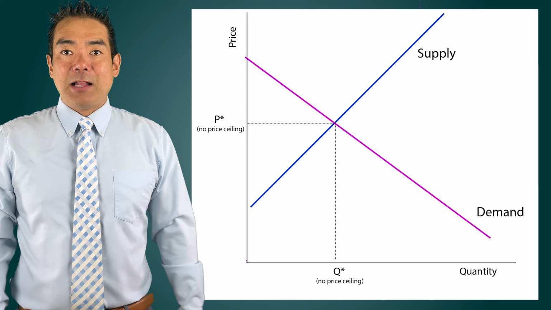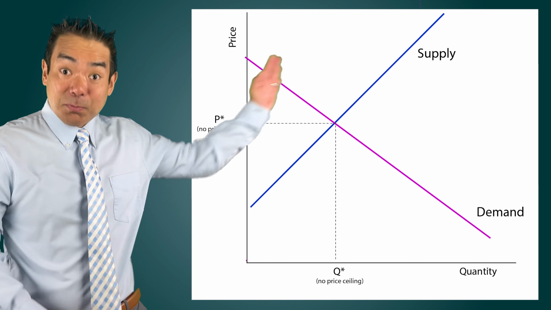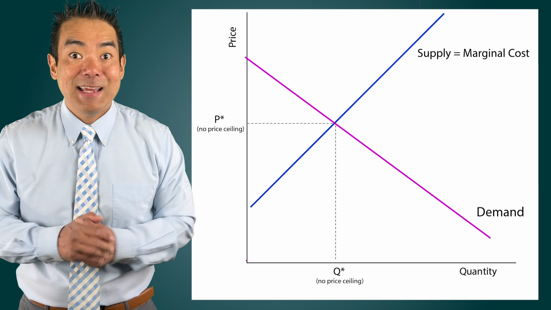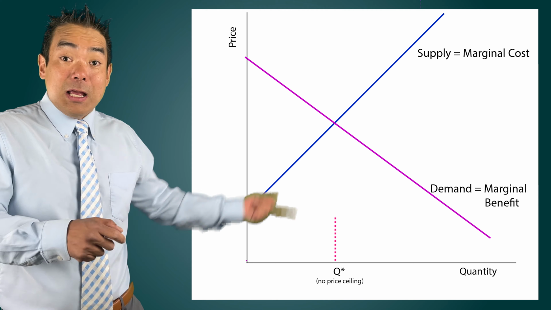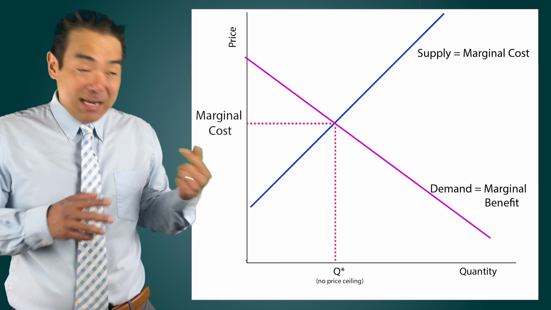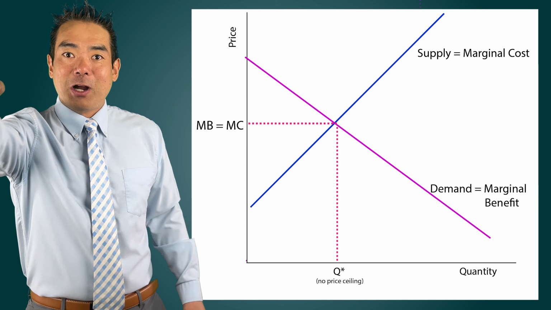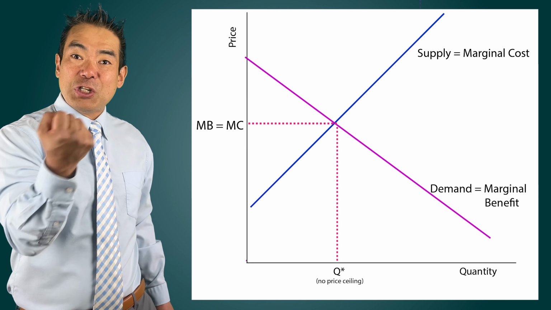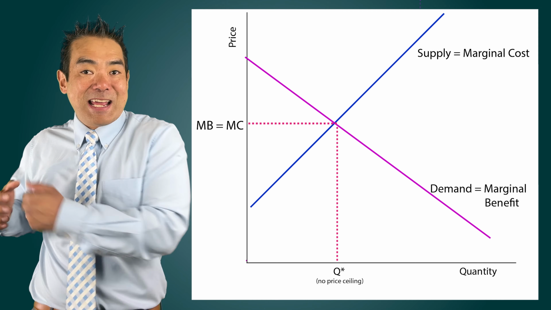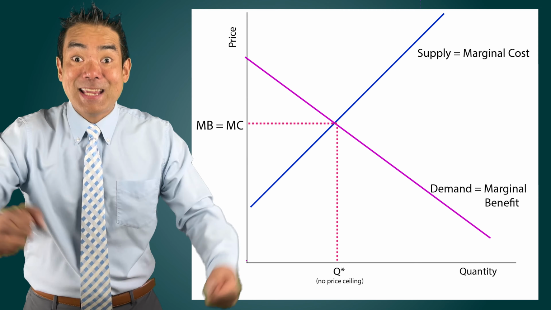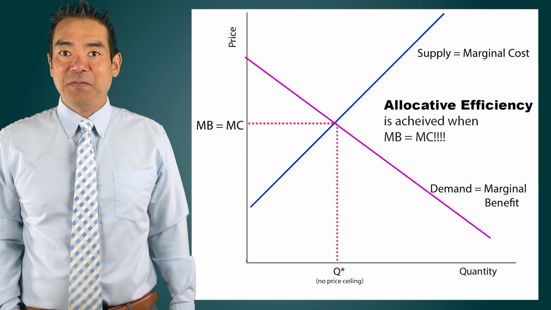Okay, let's consider allocative efficiency. When there's no price ceiling, we know that if there are no externalities, supply is equal to marginal cost, and demand is equal to marginal benefit. And at equilibrium quantity, as a result, this is marginal cost, and this is marginal benefit. We see that they're equal to one another. At equilibrium, marginal cost equals marginal benefit. The additional benefit to consumers of buying and consuming that last unit is equal to the additional cost to producers of making and selling that last unit. And this is what we call allocative efficiency.